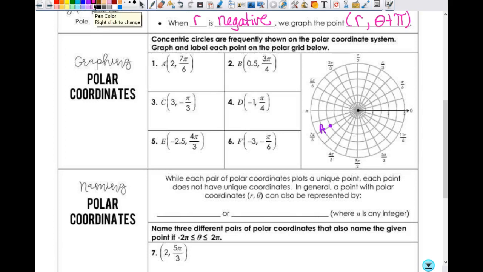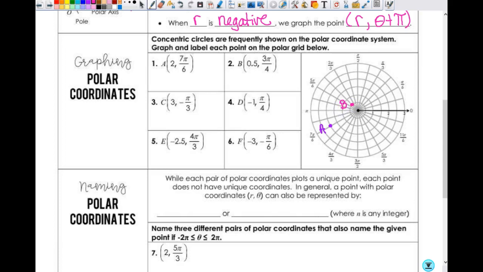So you try and graph B. See if you can graph B and make some sense out of it. Three pi fourths isn't labeled on the circle, but you should know where it is, right? So I rotate around to 3 pi fourths. That's this right here. My radius is 0.5, so I'm right here, and that's B.